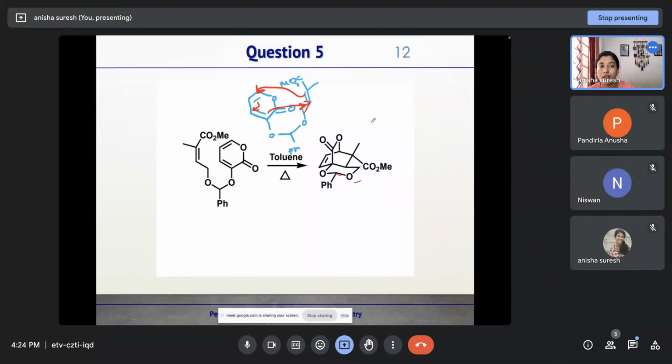Is this clear? So we will follow the endo rule of the Diels-Alder reaction. That is important. The endo rule of the Diels-Alder reaction is important. Then the other thing is we have to rearrange the system in such a way that the diene and the dienophile will be able to react, and we will get the desired product. Okay.